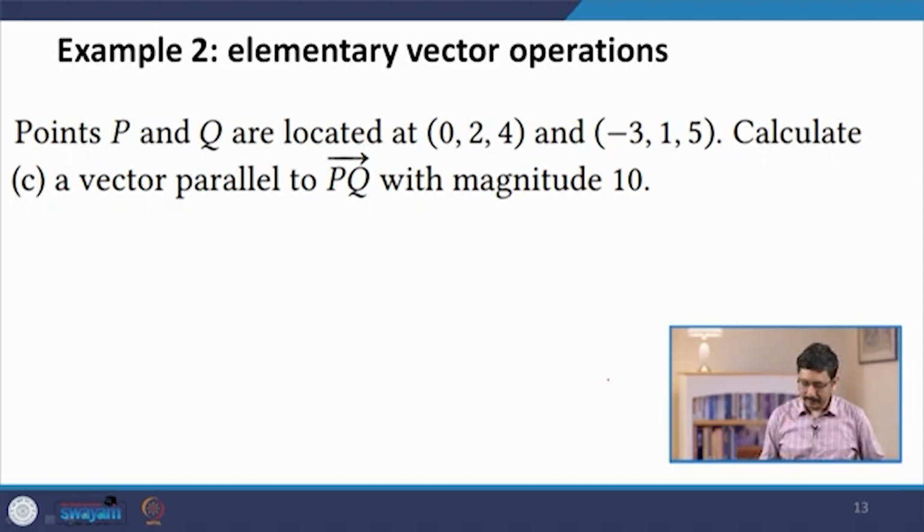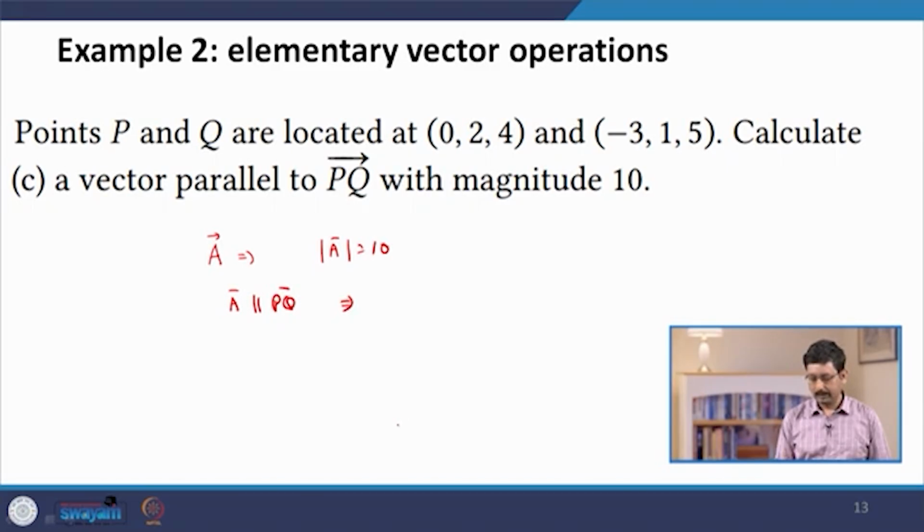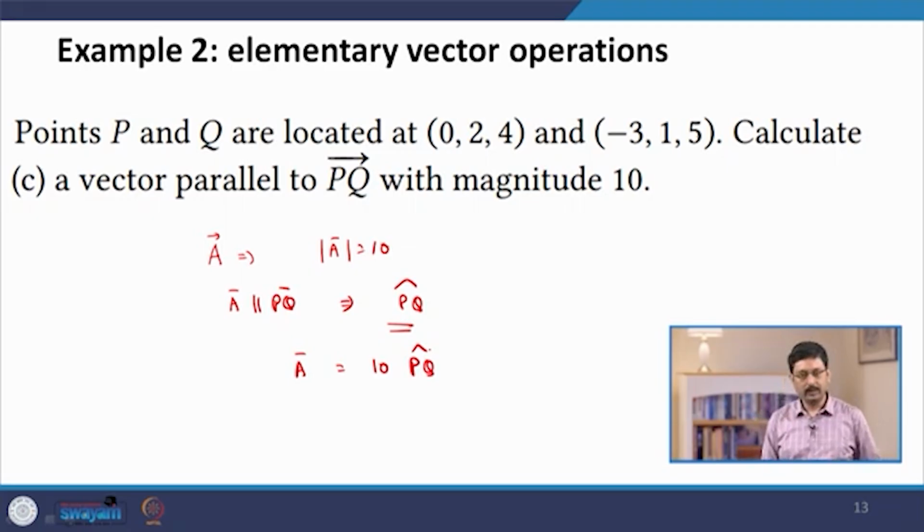Now, we want a vector which is parallel to PQ with magnitude 10. So, now I want a vector A. So, A has a magnitude 10, so mod A is 10, and the direction of A, so A is a vector. The direction of PQ can be represented by a unit vector along PQ. So, the problem means that A is a vector whose magnitude is 10 and direction is along the direction of PQ represented by the unit vector along PQ.